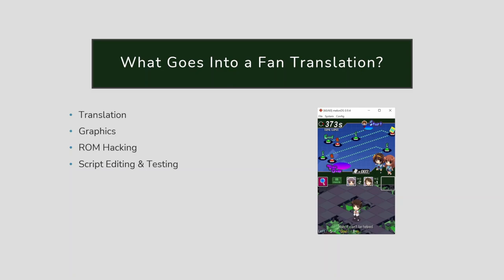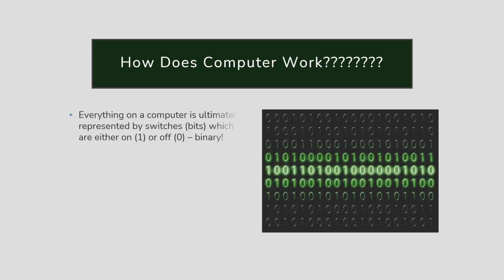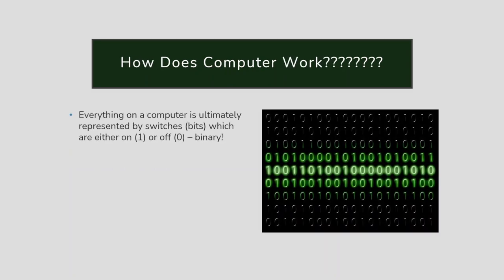So while all of these roles are necessary, the one I'm going to be focusing on for this talk is ROM hacking, because that's the title of the talk. So basically to get into that, I need to briefly answer a very important question for the people that are non-technical in the audience. How does a computer work? All right, so everything on a computer is ultimately represented by switches, which we call bits, and they are either on, one, or off, zero. That's what binary is. So if you've seen the Matrix, exactly like that.